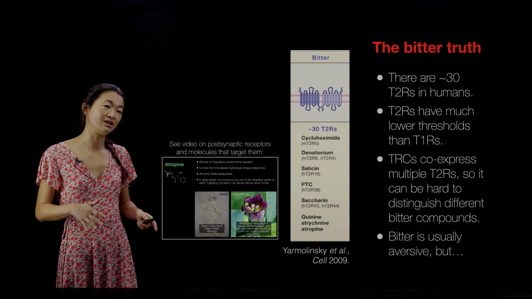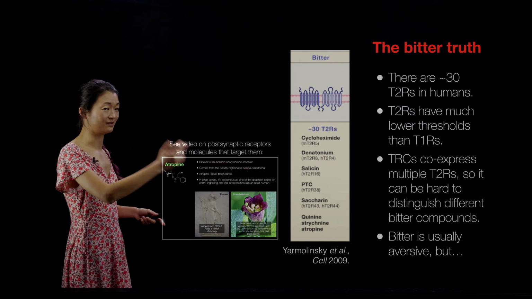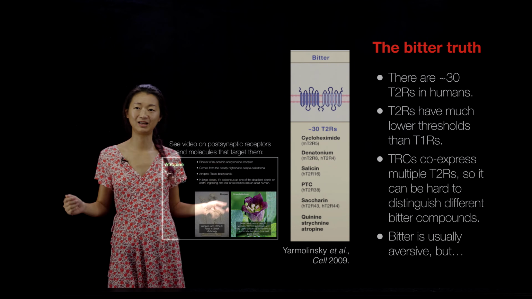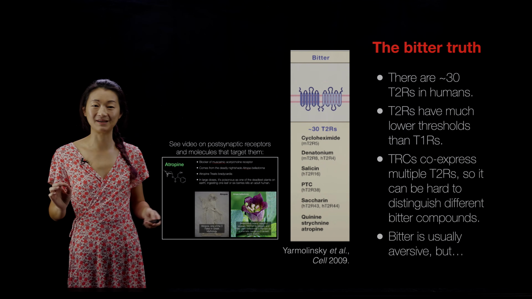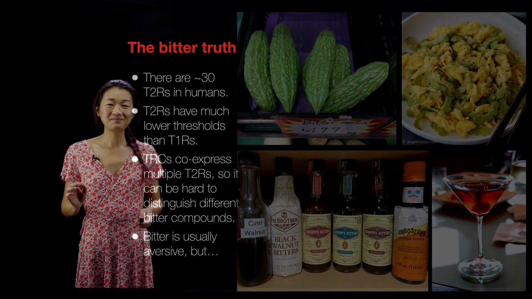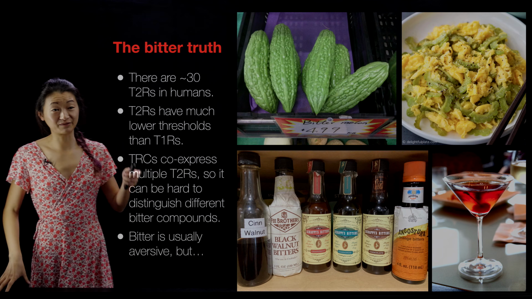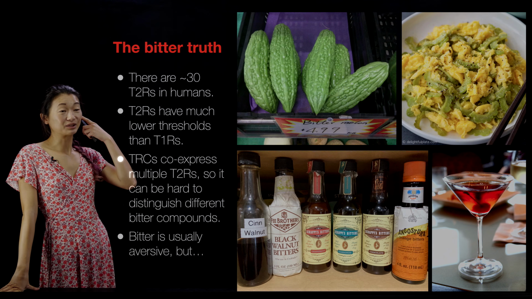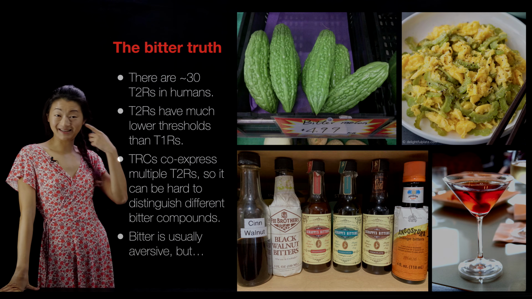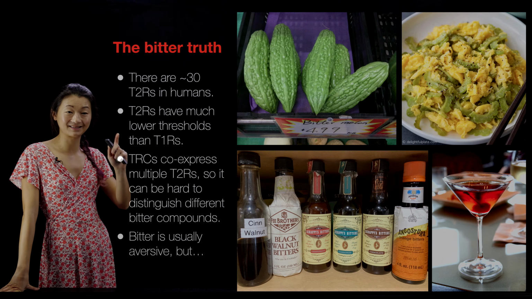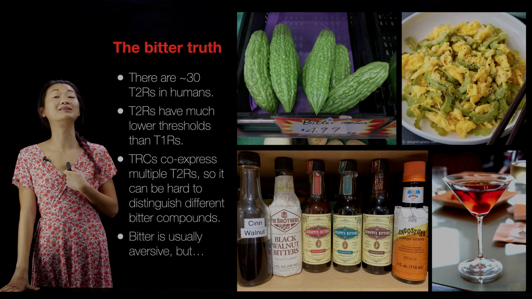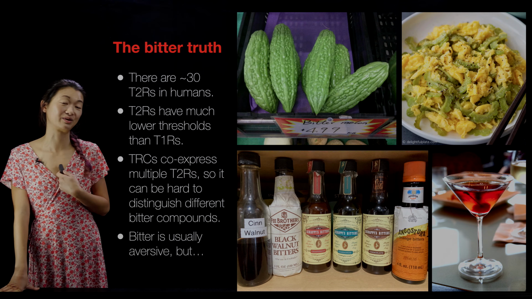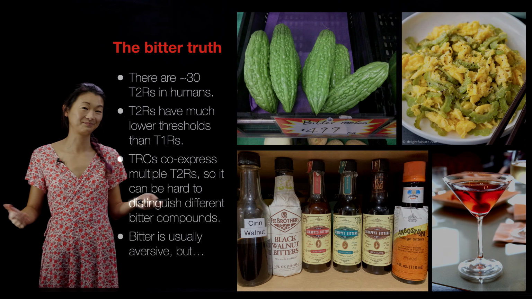So bitter is usually aversive because you have all of these horrible compounds with terrible names that you definitely don't want to eat, like strychnine and quinine and atropine. However, humans, because we're very creative creatures, have actually learned to really enjoy bitter in limited contexts, and this is very much a learned behavior. Usually kids don't like bitter foods, but we can learn to enjoy eating and drinking different types of bitter substances.